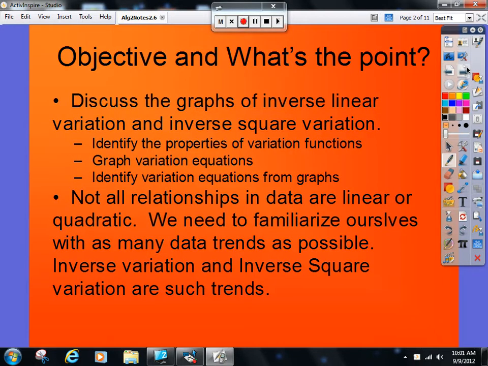Objective, and what's the point? This is basically the same point as yesterday, because not all graphs are lines, so we're looking at yet another type of relationship that you'll encounter in the real world. It's the inverse variation and inverse square variation. We're going to identify the properties of those variation functions, graph some of them, look at their graphs, and then write the equation. So we're going back and forth today.